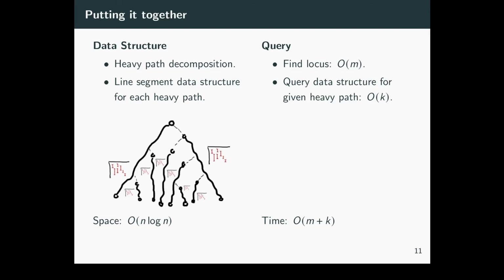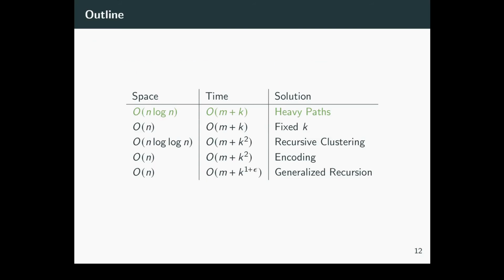And our query is just as we described. It's going to take us O of m time to trace down our p and find our locus. And then we're simply going to query the line segment data structure, which takes O of k time. So in total, we get optimal query time of O of m plus k. So that was our first solution done.